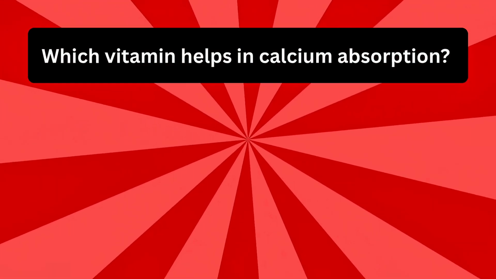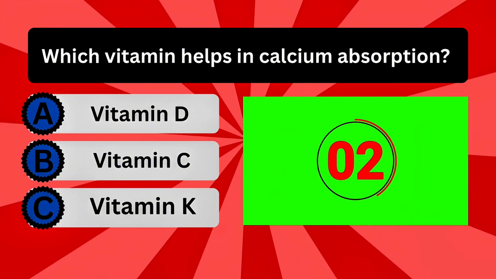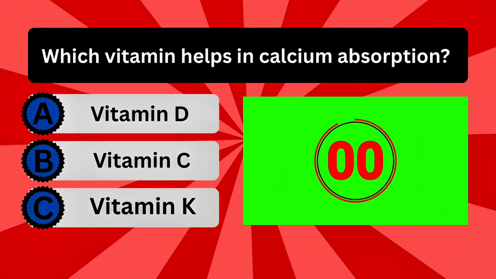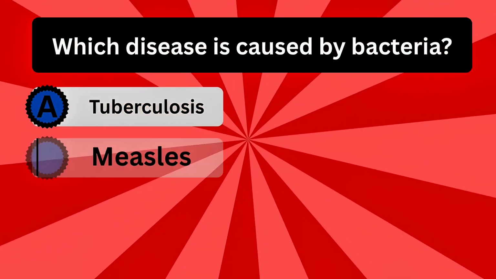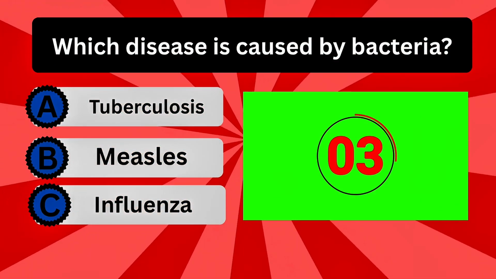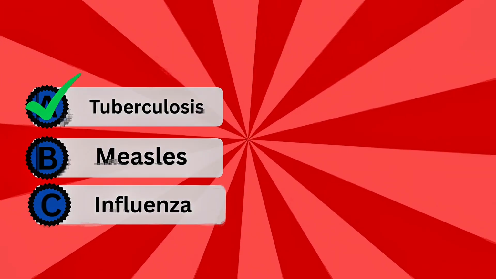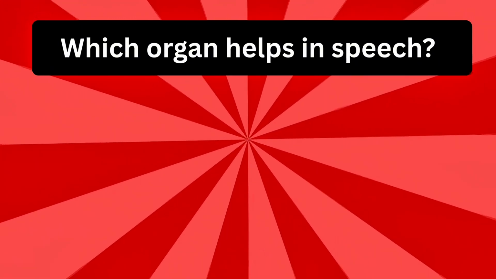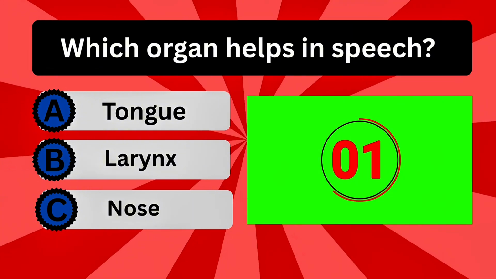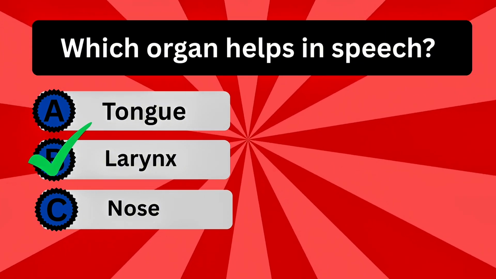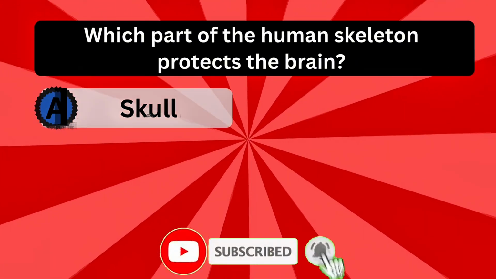Which vitamin helps in calcium absorption? Answer A, vitamin D. Which disease is caused by bacteria? Answer A, tuberculosis. Which organ helps in speech? Answer B, larynx. Which part of the human skeleton protects the brain?